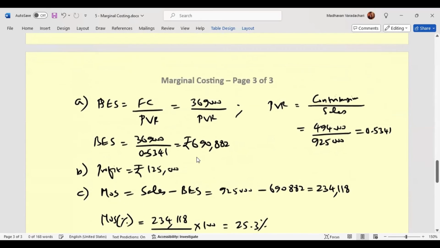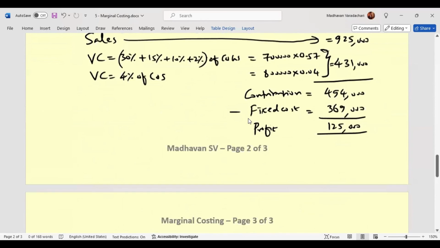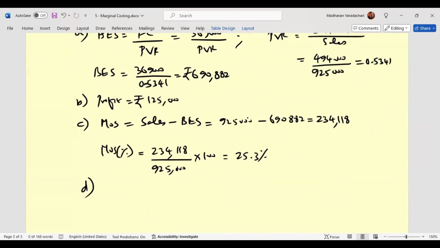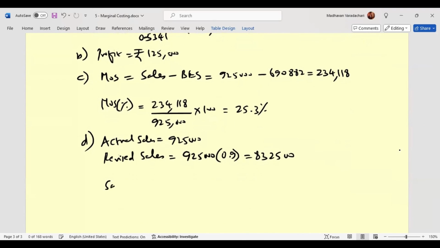Then last question, last part of the question: profit if the sales were 10% less than the actual sales. Actual sales is 9,25,000. Then revised sale is 9,25,000, in which 10% is going to get reduced. That means 90% will be considered. That will work out to 8,32,500.